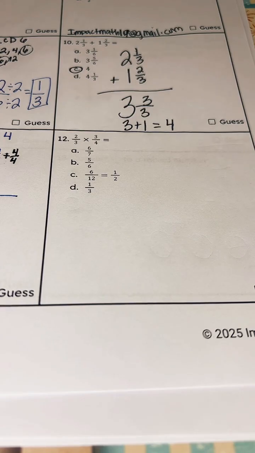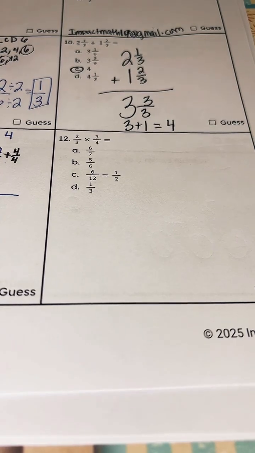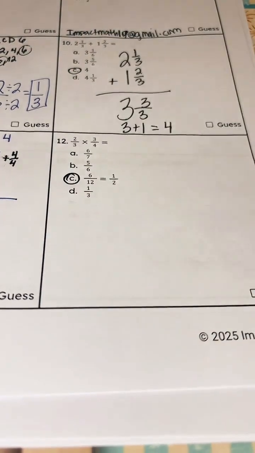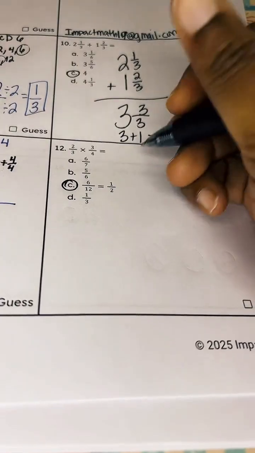What about number 12? 2/3 times 3/4. C. Okay, Danielle says C. Good. Okay, I'm going to circle C. Now let's talk about it, right?